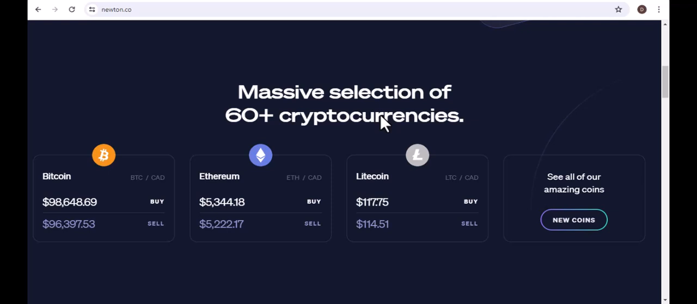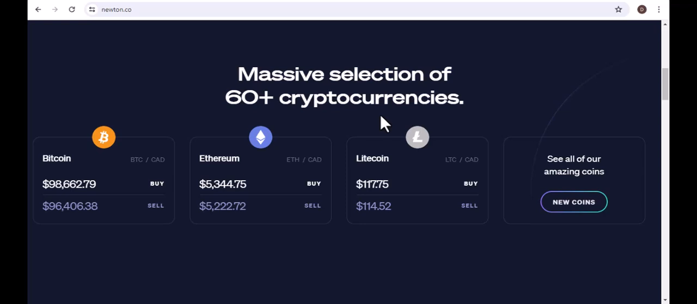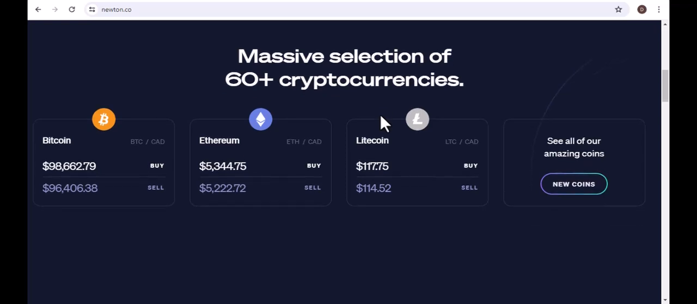The wicks, or shadows, tell you the high and low prices reached during that same period. The top of the upper wick is the highest price, and the bottom of the lower wick is the lowest price. So, a single candlestick, in a single glance, gives you 4 critical pieces of information: the open, high, low, and close price.